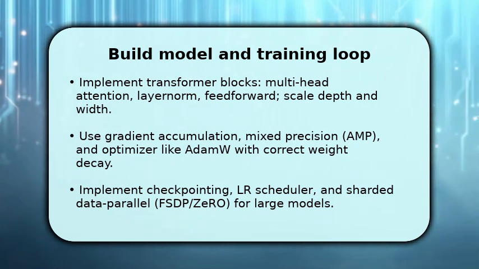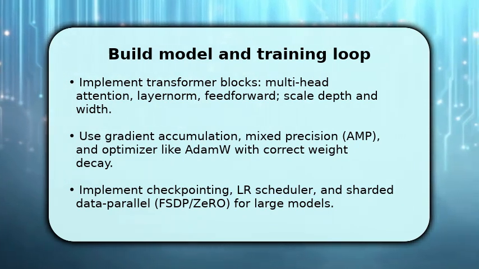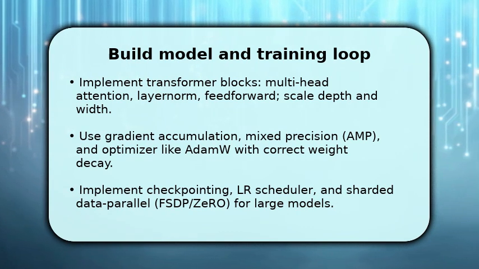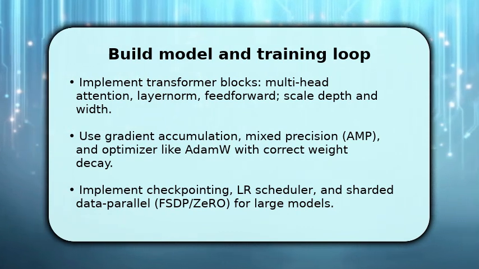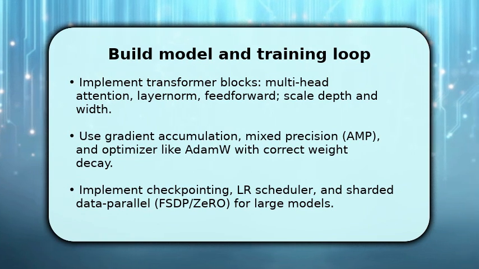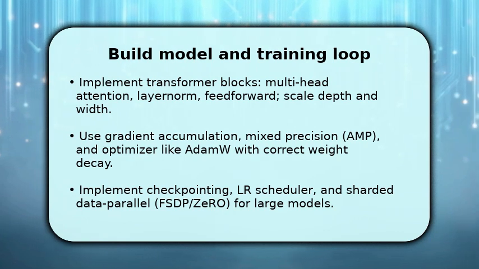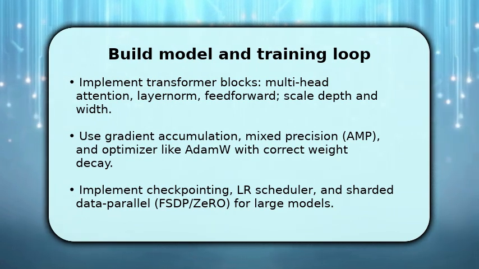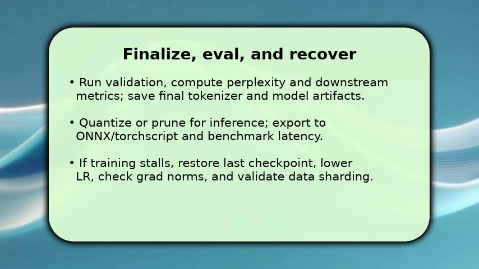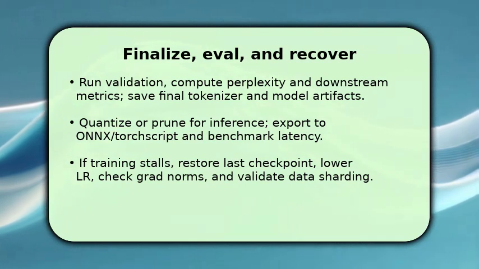Use AdamW with decoupled weight decay and a cosine or linear warm-up scheduler for stability. Once coded, add checkpointing and a sharded distributed strategy like FSDP or ZeRO to handle memory and parallelize across nodes. Finish by validating, exporting, and hardening your model so you can use it in production.